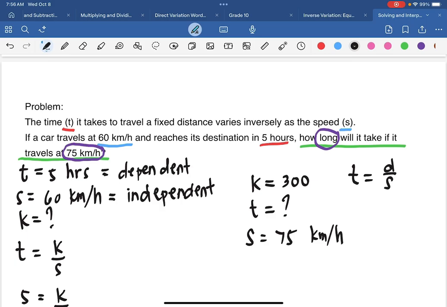As you can observe here, the new speed or rate is 75 kilometers and the original is 60, which means that we can expect that the time traveled on the second part will be shorter compared to the first part. Because again, this one here is faster compared to 60. Anyway, let us continue solving.